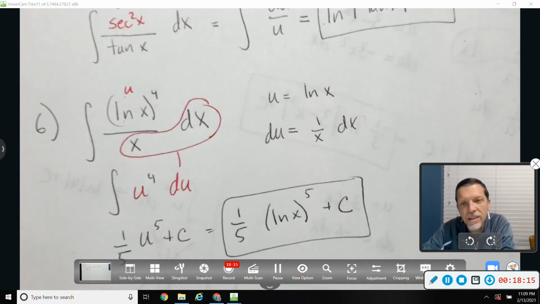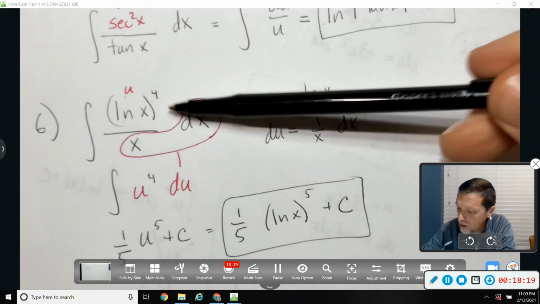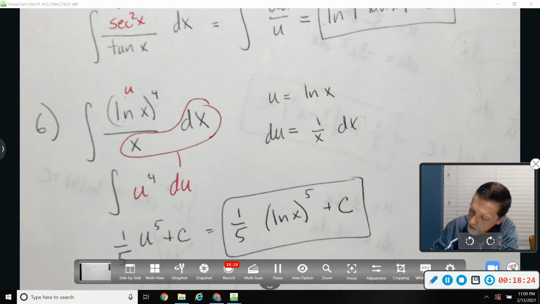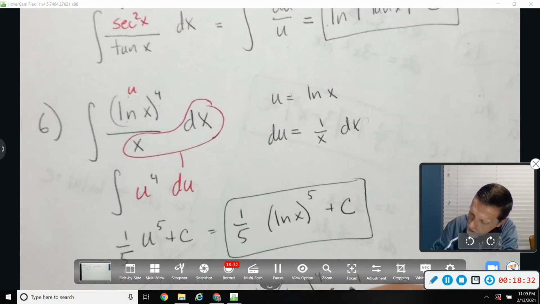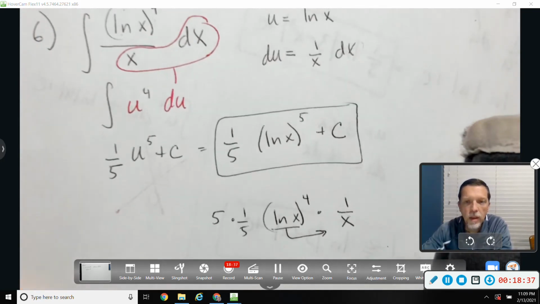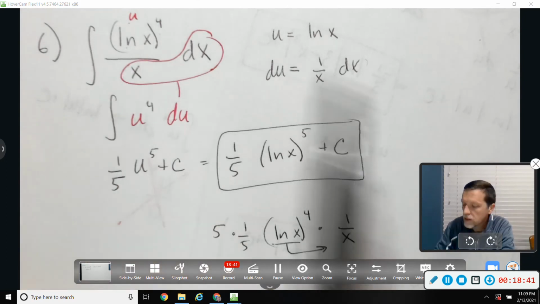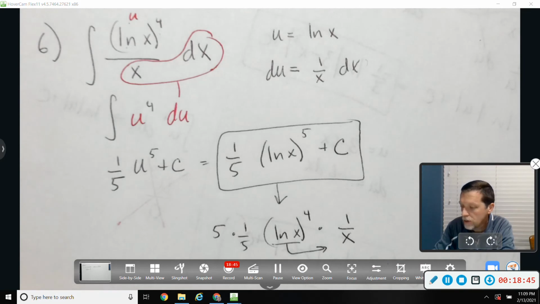I haven't done on any of these the checking thing where you take a derivative and see if you get back to where you started from, but this would be an easy one to check. If we took the derivative of this thing, it would be 5 times 1/5 natural log of x to the 4th, chain rule, times 1 over x. And that's where we started. So a lot of times it's easy to check these to make sure you got them correct.